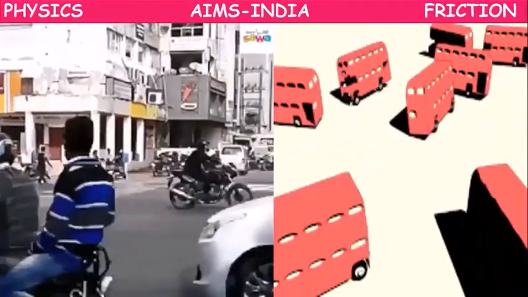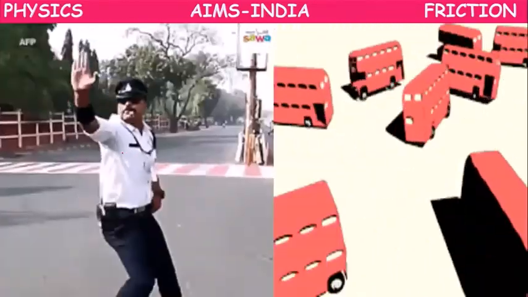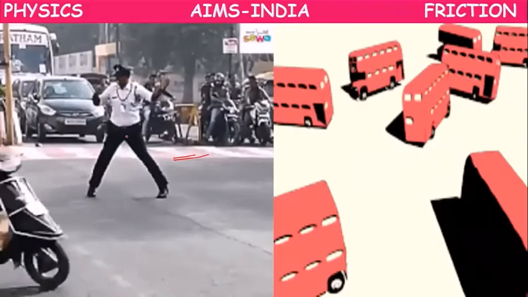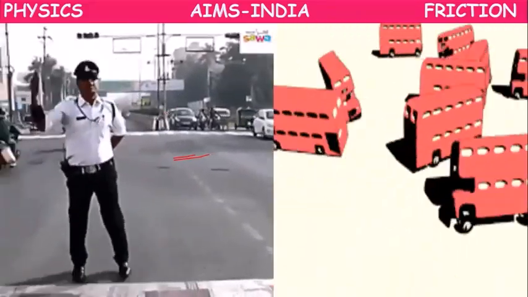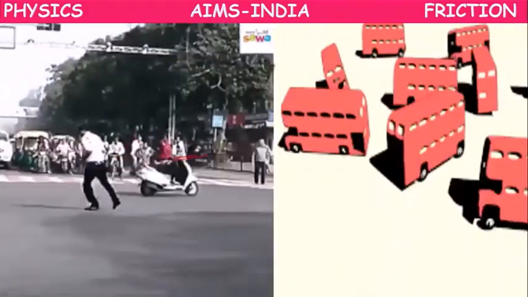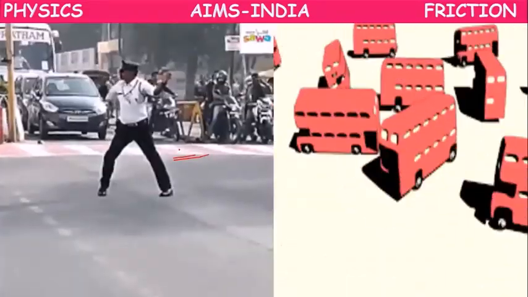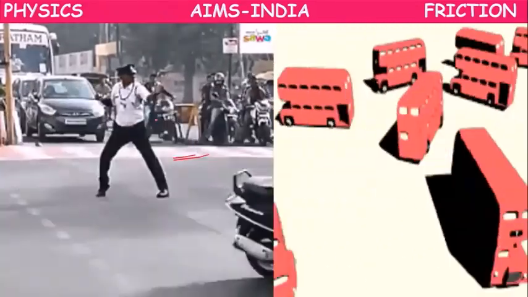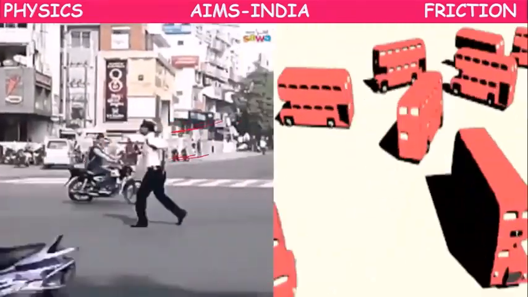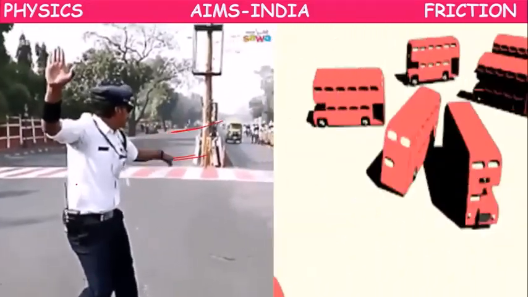Suppose a vehicle is stopped, so up to what time will it stay in that position? When the traffic signal shows a red light, we stop our vehicle. If the orange light comes, we keep our vehicle ready. If the green light comes, we start moving. So until and unless some external force is applied, until that time we will be at rest. When we start the engine and press the accelerator, our vehicle starts moving.